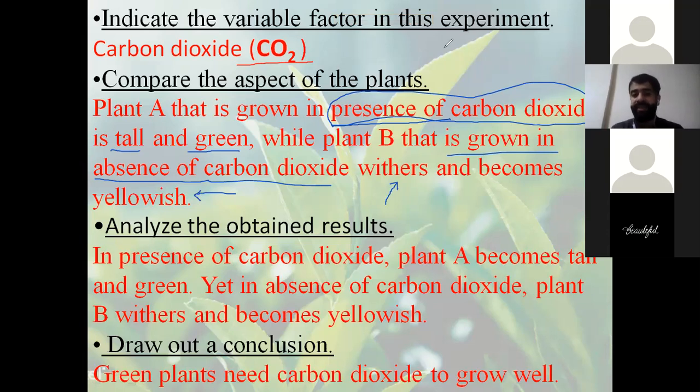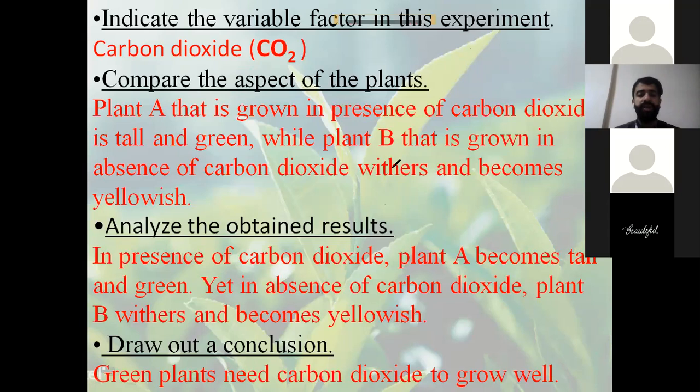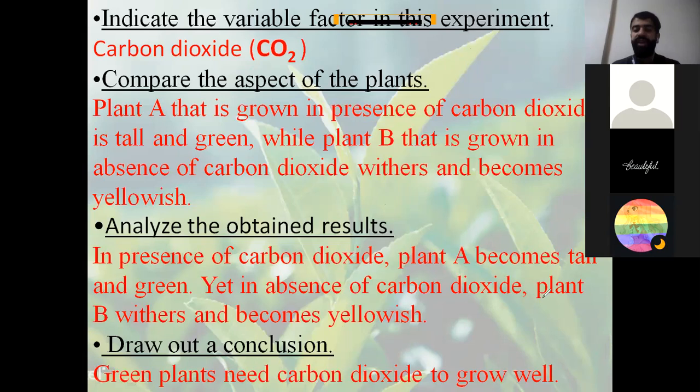Moving to the analysis: analyze the experiment or the obtained results. In the presence of carbon dioxide, plant A becomes tall and green, while in the absence of carbon dioxide, plant B withers and dies. So, conclusion: what do green plants need? They need carbon dioxide to grow well, to be well developed, to become green in color and to become tall. This is the importance of carbon dioxide in this experiment.